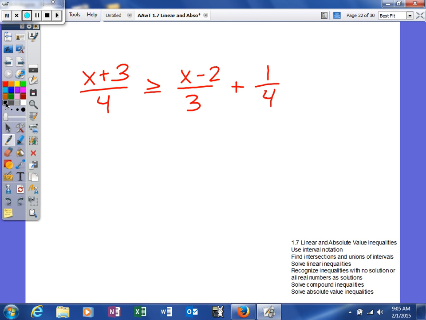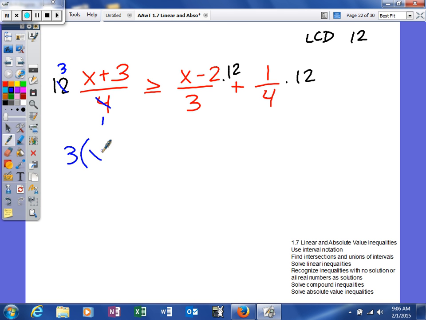Again, this one's a little bit more difficult because now I have fractions. But again, same type stuff. What I'm going to do is multiply by the least common denominator. So 4, 3, and 12, least common denominator, 4, 3, and 4, least common denominator is 12. So I'm going to multiply each of these by 12. Again, our goal, just like solving linear equations, is to get rid of my fractions.